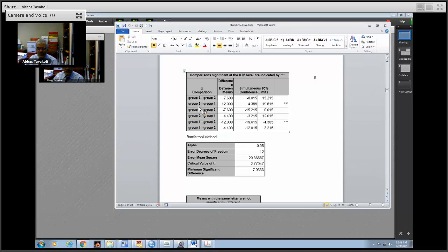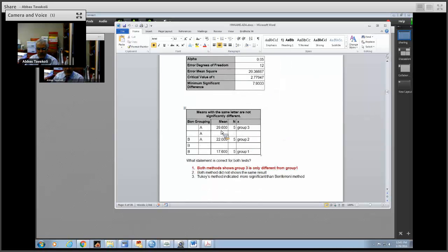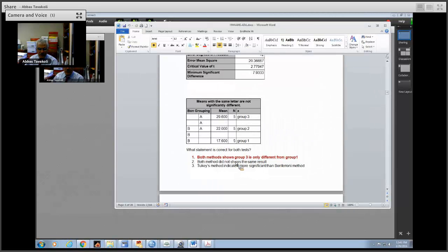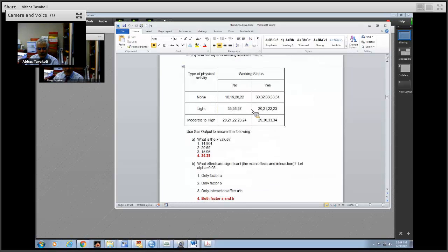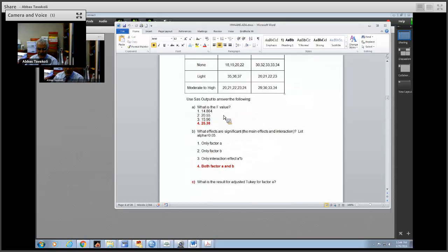Question 3, I give you the Tukey and Bonferroni methods. Based on the Tukey method, you have an asterisk for group 3 and group 1 being different. This is the same as 1 and 3, so there is actually one comparison here, because comparing group 3 and group 1 is the same as group 1 and 3. And here, the Bonferroni method shows connecting letters. That means 3 and 2 are the same, 2 and 1 are the same. The only pair not connected is 3 and 1. So both methods show group 3 is only different from group 1. That is the correct answer.